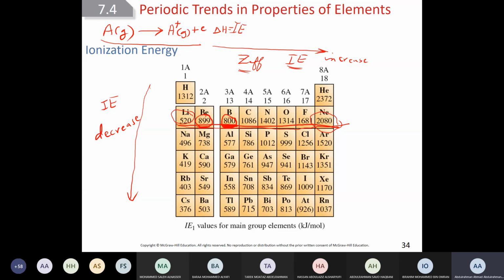Is there any other exception? Sulfur and phosphorus. Nitrogen, oxygen. Yes, first period, of course, yes, it is with sulfur and phosphorus. But look, nitrogen and oxygen. Why is this an exception? Yes, the force repel.